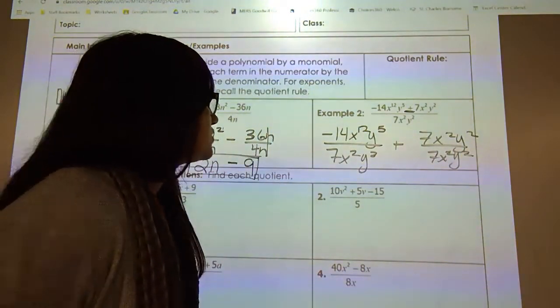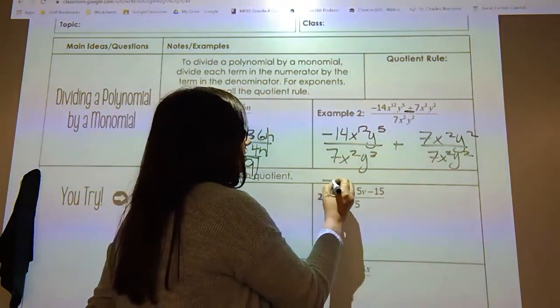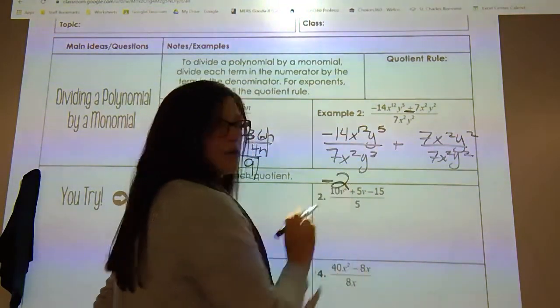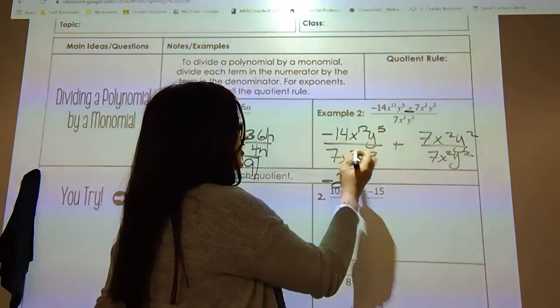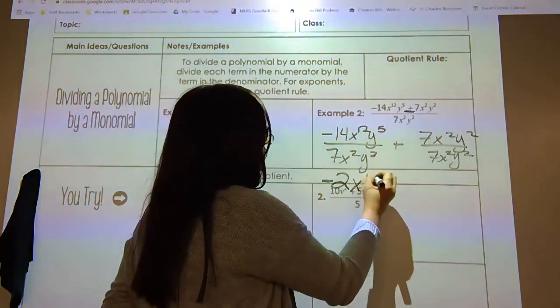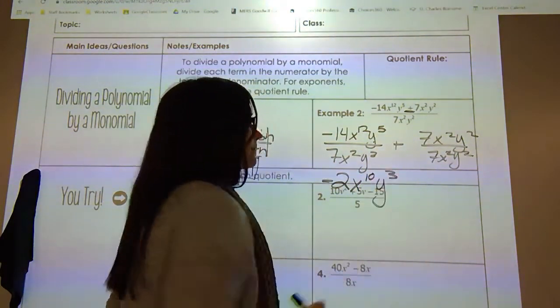All right, so let's do some simplifying. I've got 14 divided by 7. I get negative 2 left. Okay, can you guys see that? Going a little over. X to the 12th divided by x to the 2nd is x to the 10th. And then y to the 5th divided by y squared is y cubed.